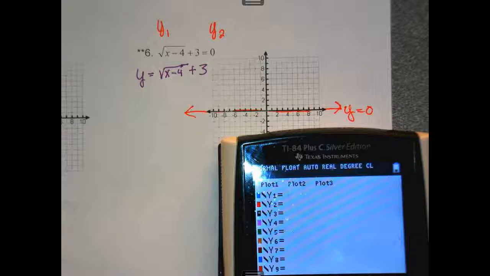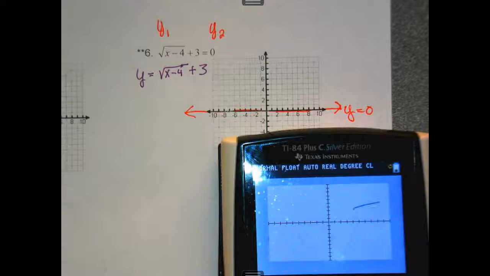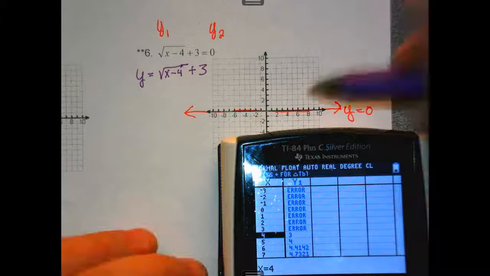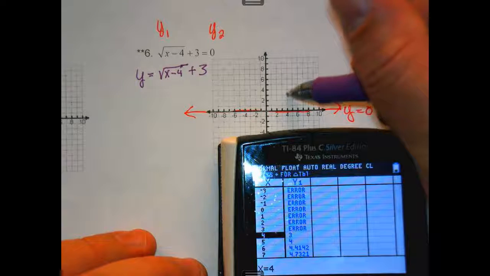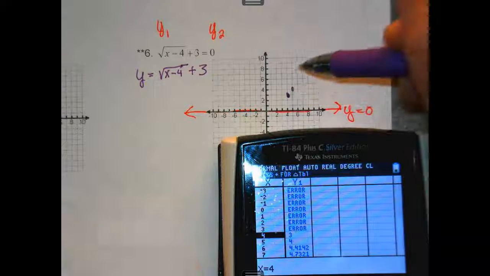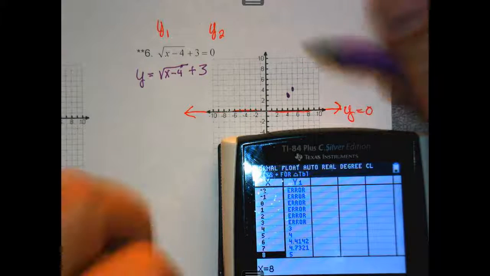Let's see, the square root of x minus 4 and then plus 3. Okay, let's pick some numbers. Should be 4, 3, our h, k. And it is. That's our starting point. Okay, 4, 3, 5, 4. Let me get one more. 8, 5.